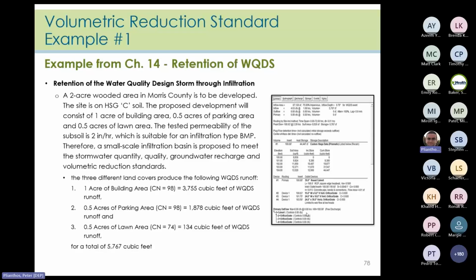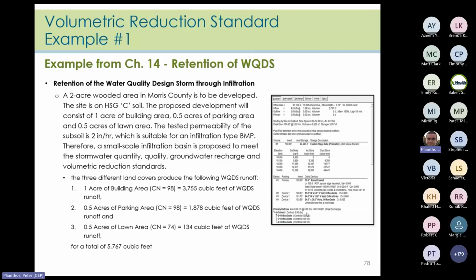So in order to meet the standard at NJAC 7:8-5.6 D1, using one small-scale infiltration basin, all runoff from the development for the water quality design storm will need to be contained below the first outlet orifice in the infiltration basin.